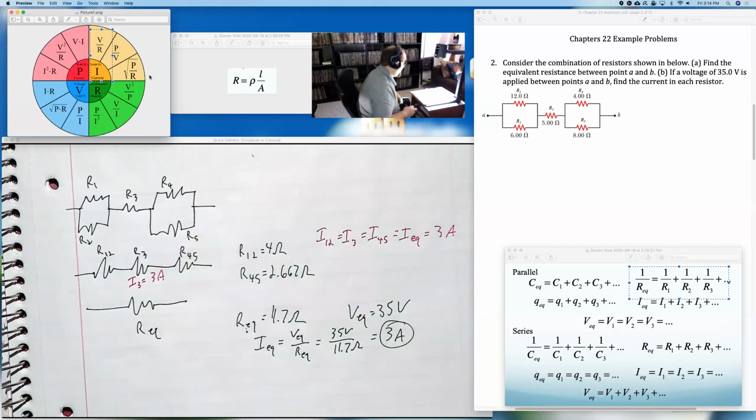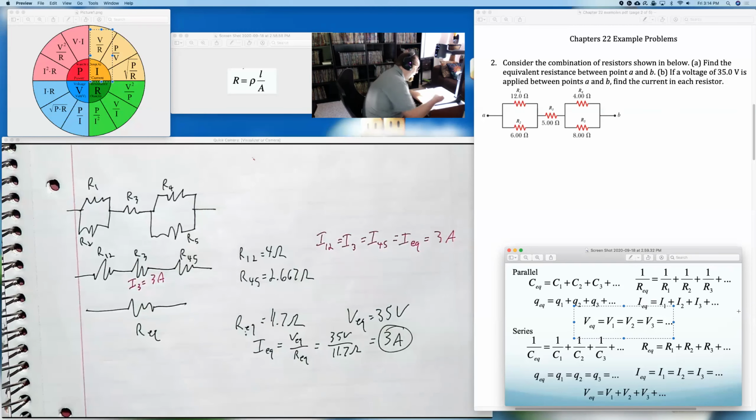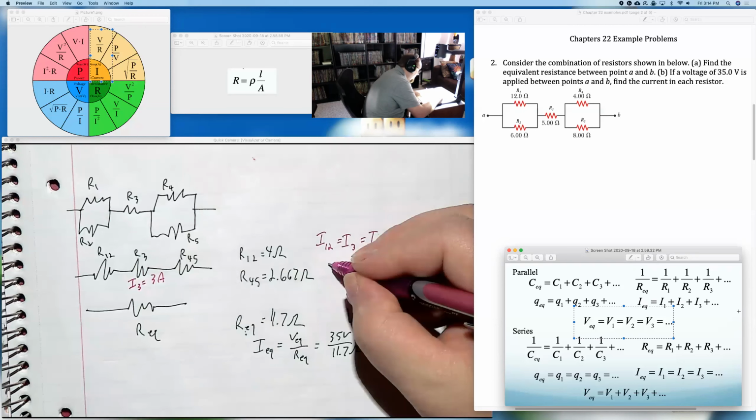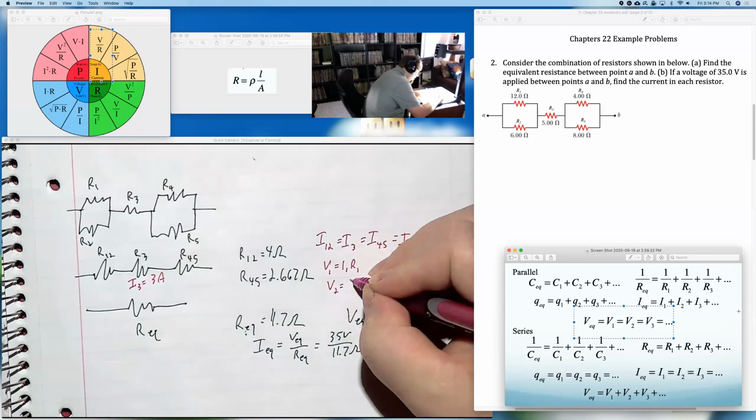But I've got to get the other guys. The other guys, I can't just jump straight to their current because they're made up of pieces in parallel. And in parallel, the voltages are the same. The currents are not. So I have to find the voltages of them. Since V equals IR, that means V1 equals I1 R1. V2 equals I2 R2.